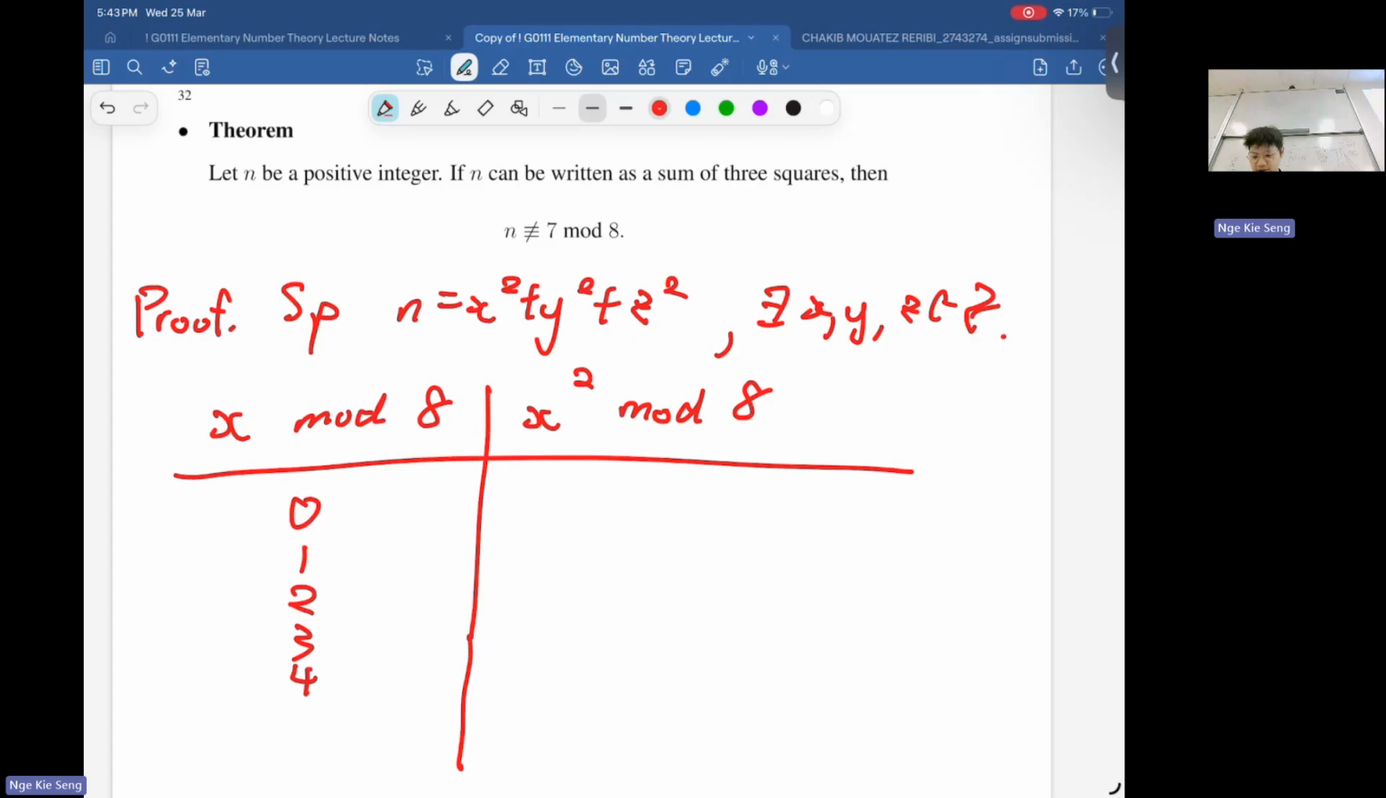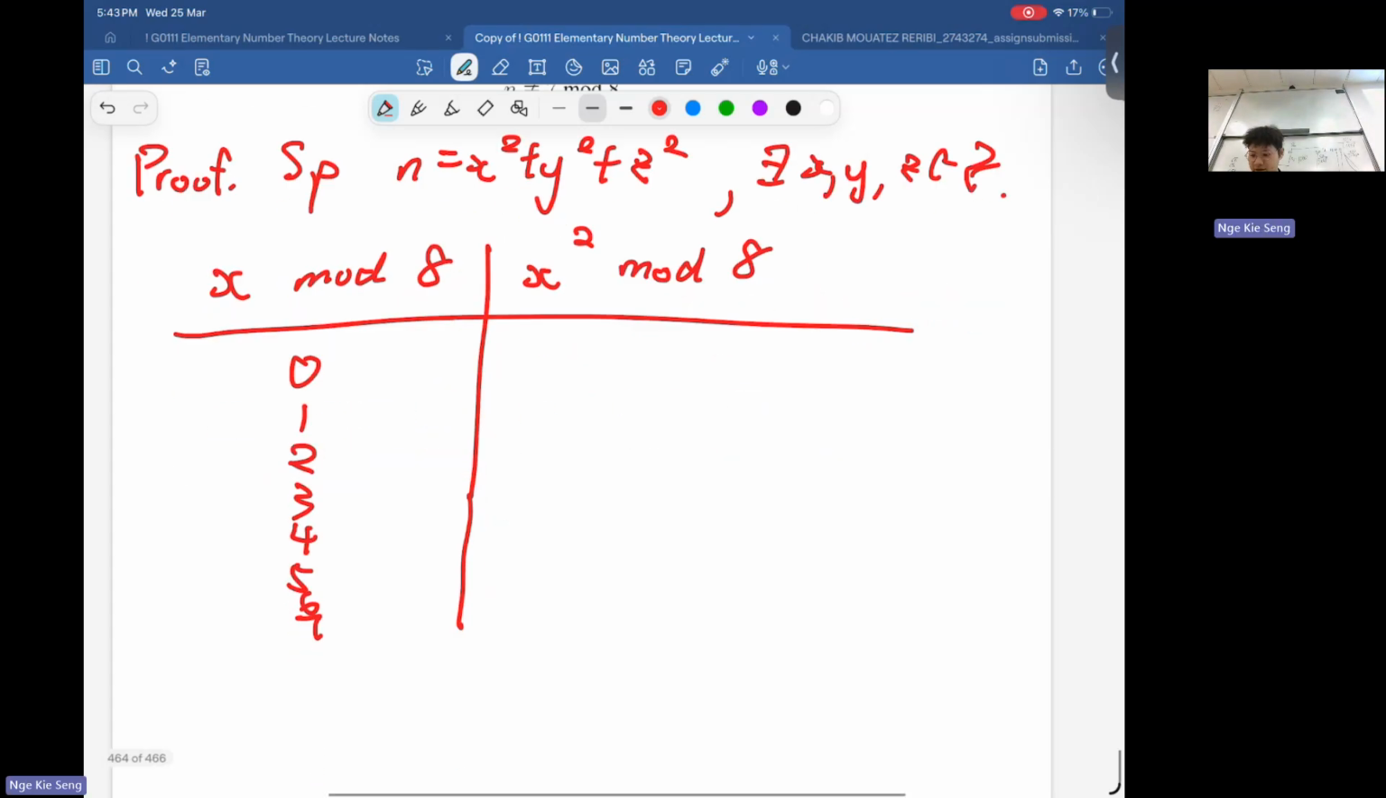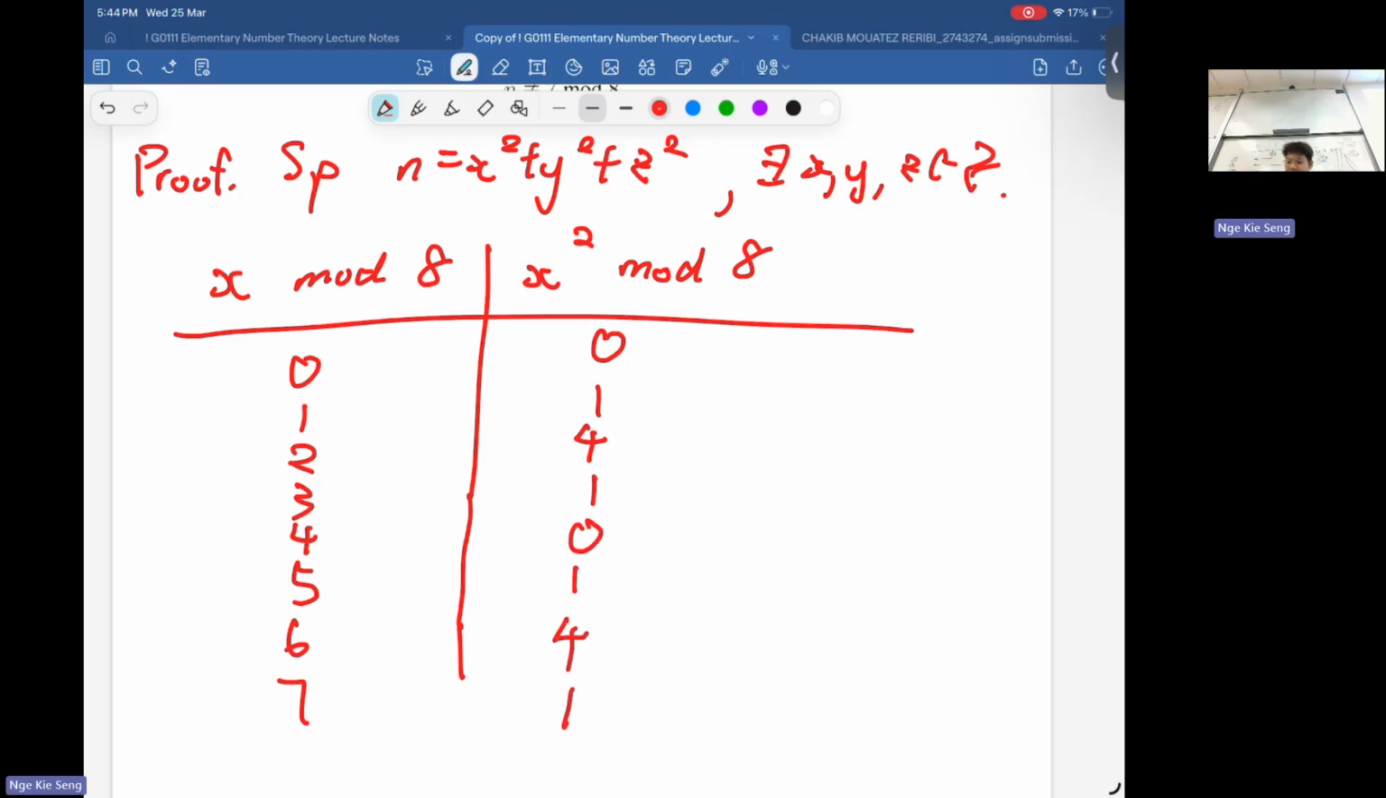So what are the possibilities here? How many of them do you get? I think we counted before, right? Oh, but this is not prime, so the formula doesn't apply. If it is prime, it should be p minus 1 over 2, the number of different quadratic residues. But this is not a prime, so we just compute it. You get 0, 1, 4, 1, 0, 1, 4, 1. So you really just get 0, 1, 4.